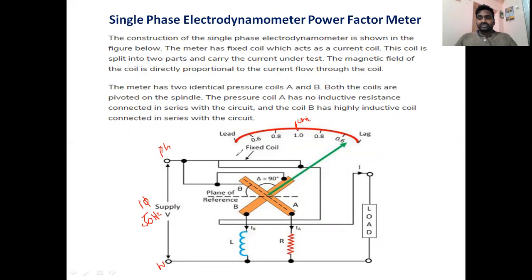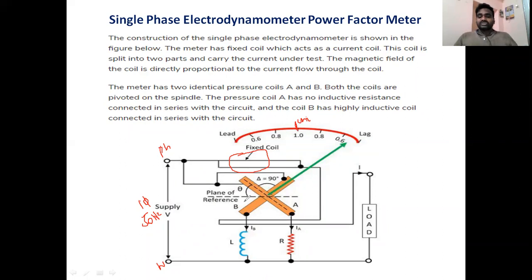So this is a calibrated scale, and this part is nothing but a fixed coil. Current flows through this fixed coil, and the voltage coil is the moving coil, or pressure coil, or potential coil. As we said in the previous introduction, the fixed coil is called the current coil, or current element, whereas the moving coil is called the pressure coil, potential coil, or voltage element.